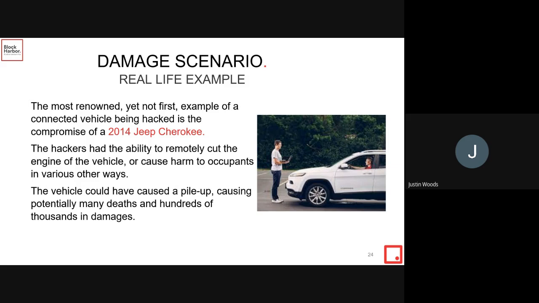So a real life example we have is of the 2014 Jeep Cherokee hack, where it was able to be controlled remotely. So here we could say that the vehicle could cause a pileup and potentially many deaths and hundreds of thousands in damage, right? So that's going to be kind of safety. There we have the financial aspect of it, but pretty much we don't want this to happen, right? So we want to see what type of attack path might be possible to lead to this, and then do everything in our power to stop that from being possible.